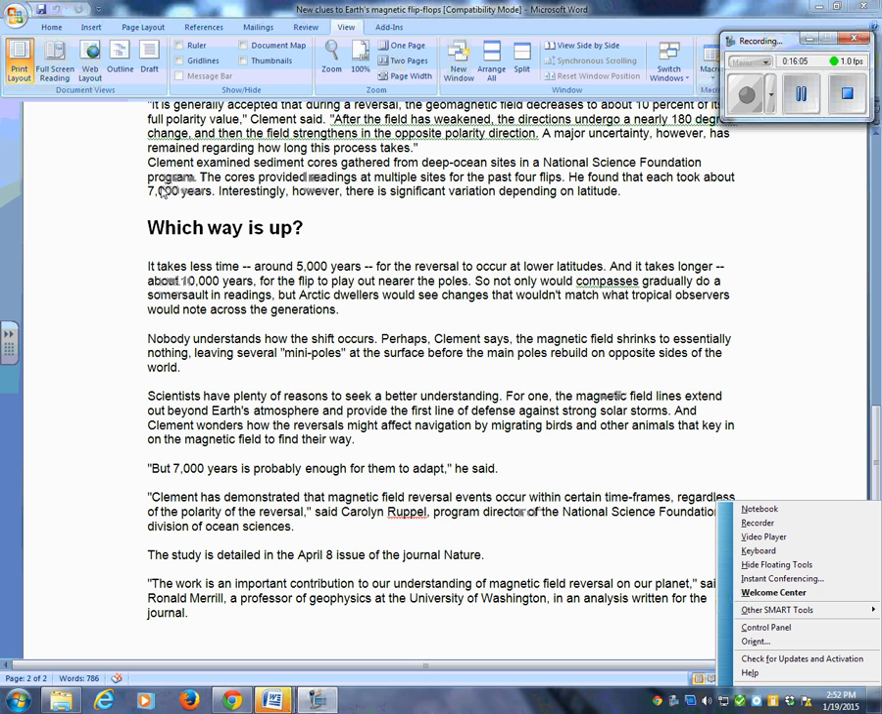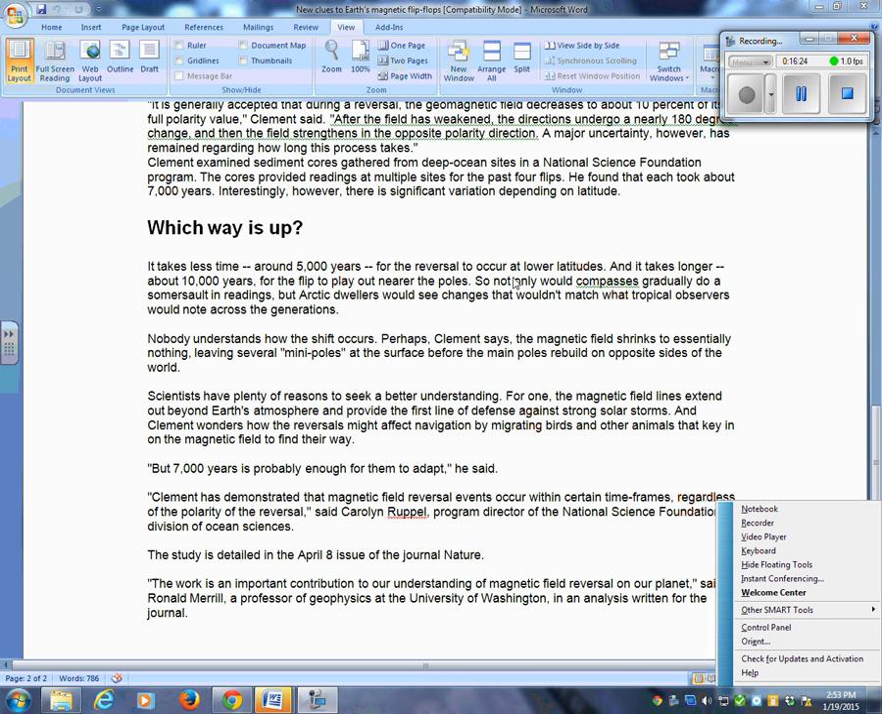So what they've done is they've taken sediment cores there, they've sent down drillers, they pulled out rock out of the Earth's core, out of the mantle, and then they've studied that. It takes less time, about 5,000 years, for the reversal to occur at lower latitudes, closer to the equator. And it takes longer, about 10,000, for the flip to play out near the poles.